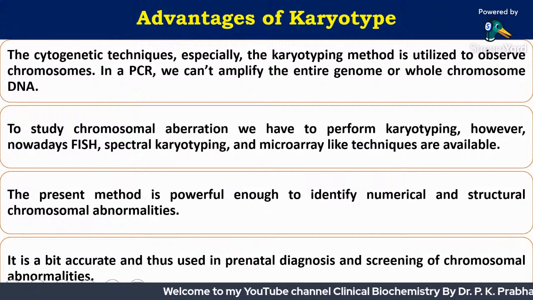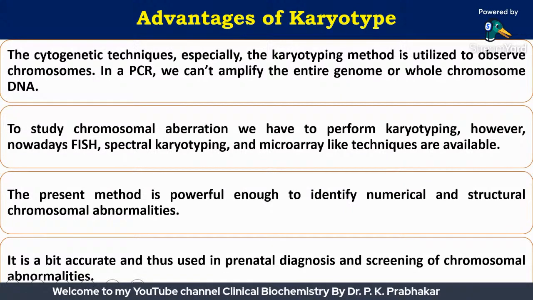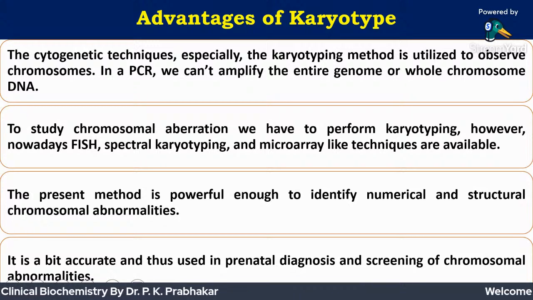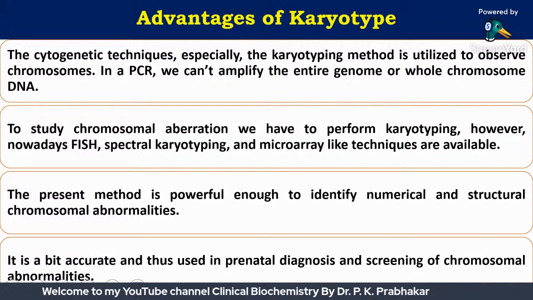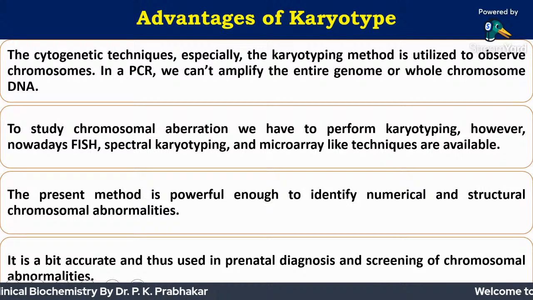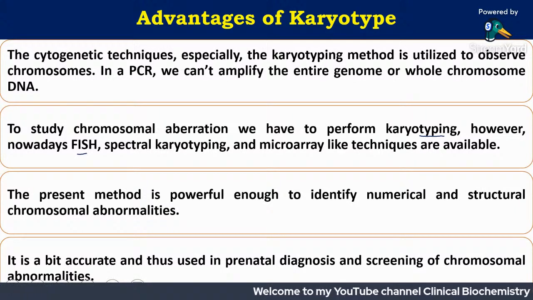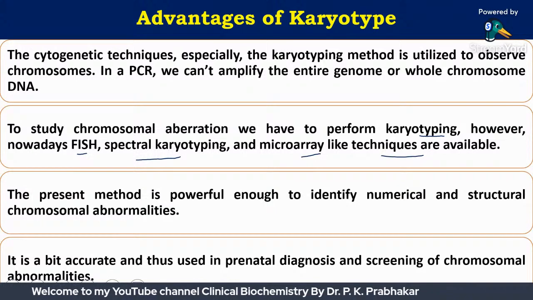The cytogenetic techniques, especially the karyotyping methods, are utilized to observe chromosomes. In PCR, we are going to use only a specific portion of DNA to be amplified. So here in karyotype, we are going to use whole, complete chromosomes to be studied. To study chromosomal aberrations, we have to perform karyotyping. However, nowadays FISH, that is fluorescence in situ hybridization, spectral karyotyping, and microarray-like techniques are available. But again, karyotyping has its own significance.